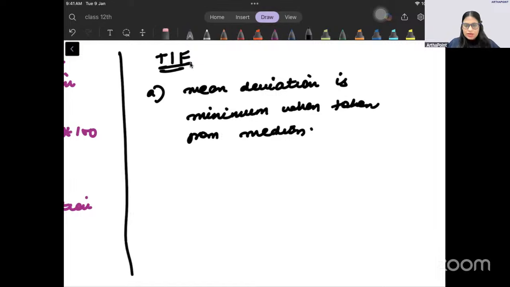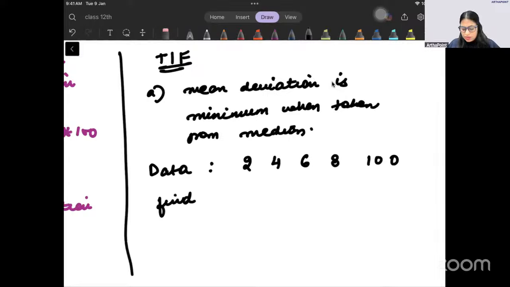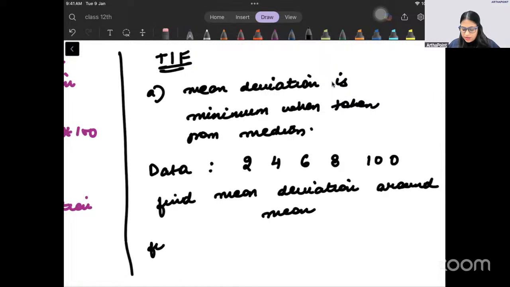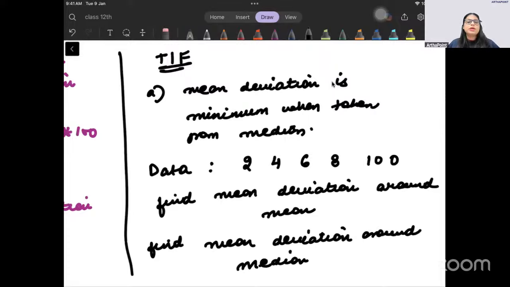अच्छा ठीक है. Question. Data I'm giving you: 2, 4, 6, 8, 100. ठीक है. Find mean deviation around mean. Find mean deviation around median. Give me the values.